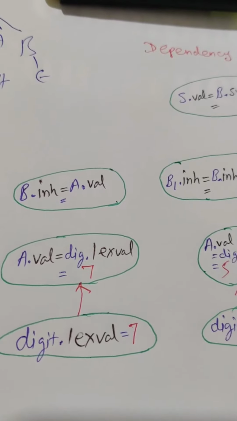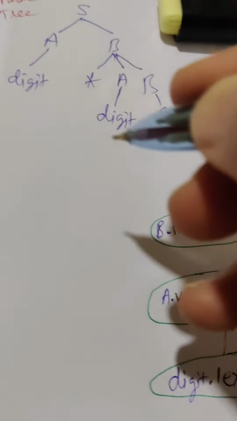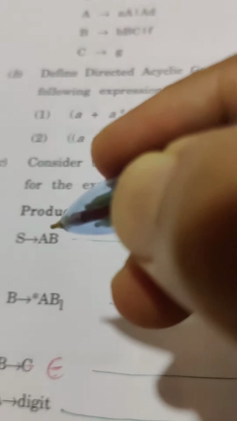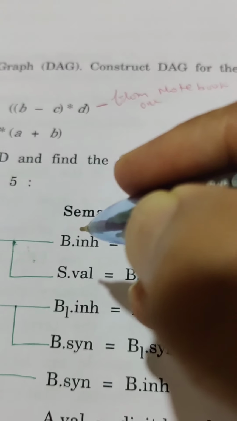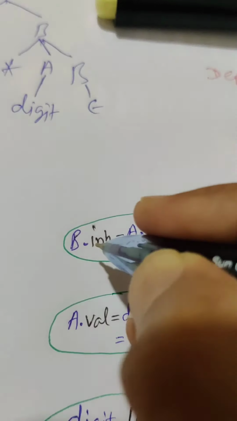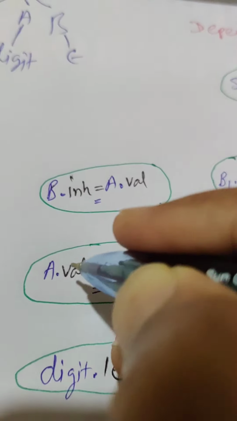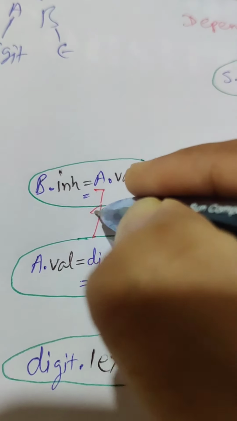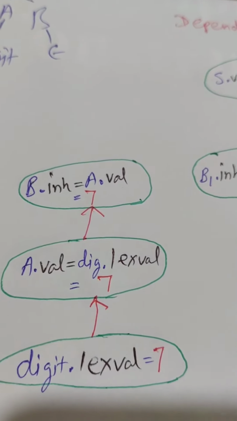Okay. Next, what we have is S goes to AB. So for S goes to AB, we have the rule B.inh equal to A.val. Okay, so let's use this rule. So B.inh is equal to A.val. A.val is 7 here. So this 7 is copied here. So it means this arrow goes from here to here. That's a dependency of these two nodes.